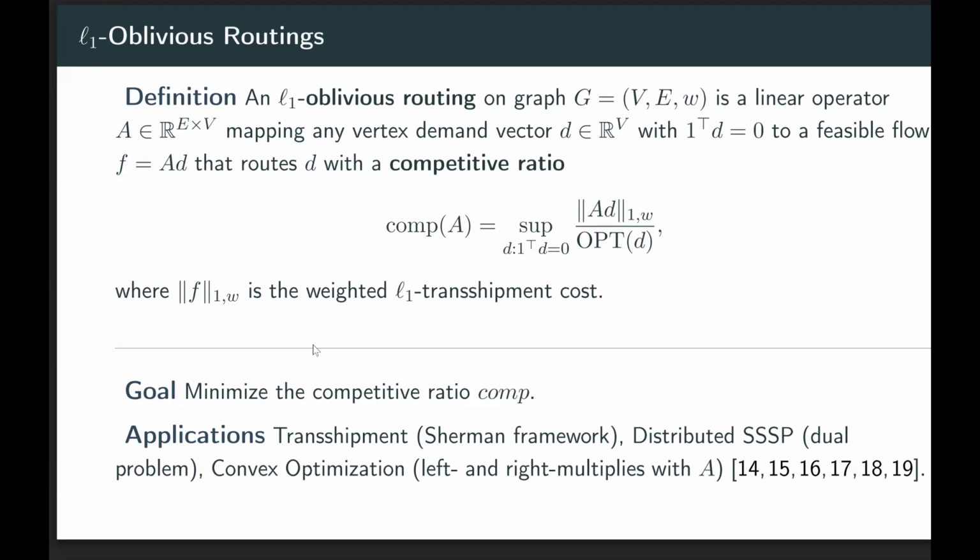All right. Again, the goal is to minimize, of course, the competitive ratio. And just to highlight some applications, we can solve transshipment, where here we get, for example, log n or log squared n competitive results. With the Sherman framework, we can use that as a precursor to get better results in a 1 plus epsilon approximation of the optimal transshipment. You can do distributed SSSP, and convex optimization also uses this matrix A, using it as left and right preconditioners. And SSSP is single source shortest path, I guess. Yes, yeah. Okay.